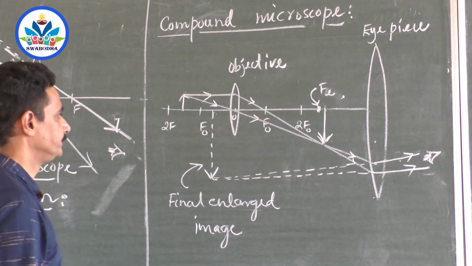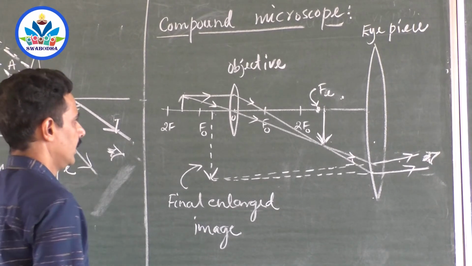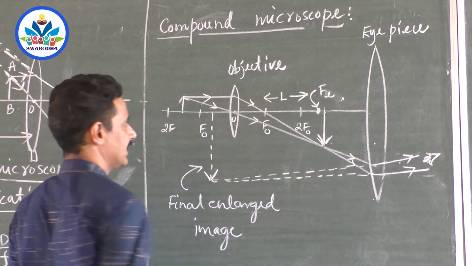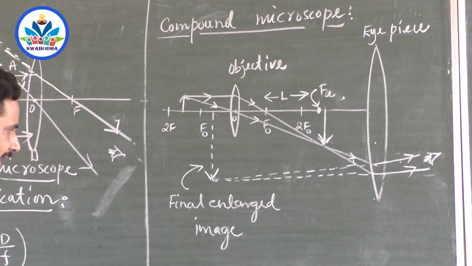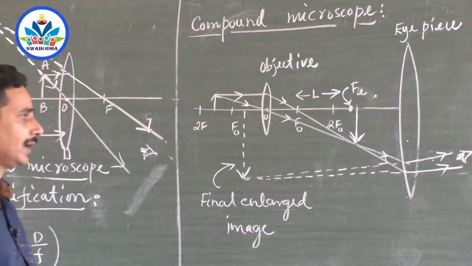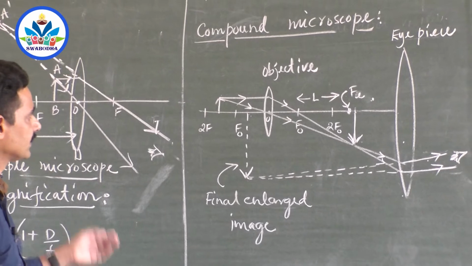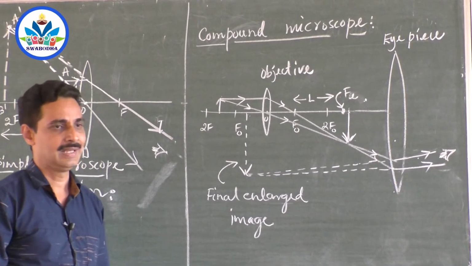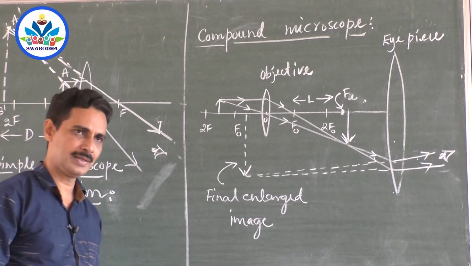Okay, now we call this distance L, and later in the derivation we can see the magnification derivation. Usually in the examination you will be asked to write the formula and the diagram. So this is a compound microscope. How many lenses does a compound microscope use? It uses two lenses. One is the eyepiece and another is the objective.